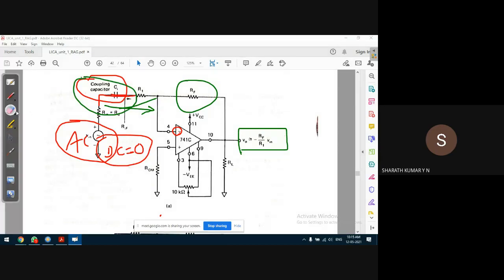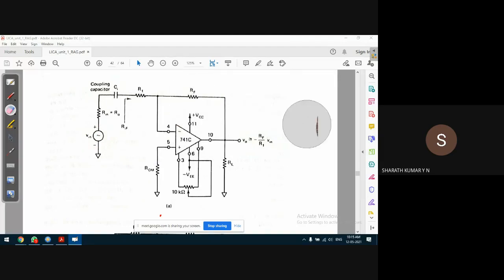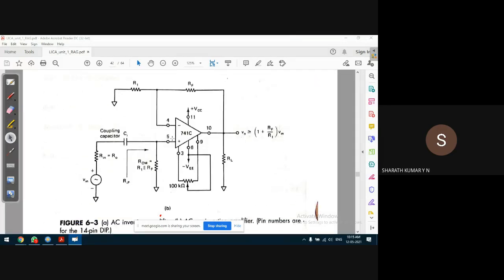Okay, so this is the capacitor coupled inverting amplifier. Next is a capacitor coupled non-inverting amplifier. In this case, guys, very simple. The inverting terminal is grounded via resistor R1, with feedback resistor RF. And the non-inverting input is given to the supply.